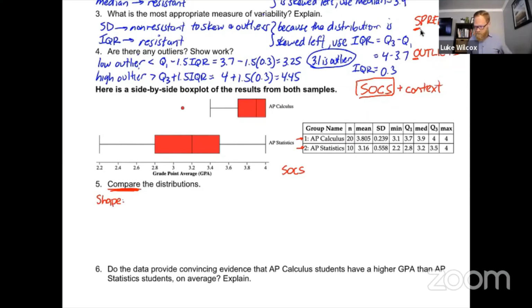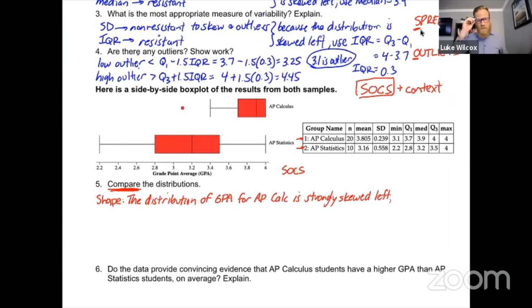Okay, well, we already know about the shape for the AP Calculus students. So let's just state that again. And once again, I'm going to get context out of the way right at the beginning here. The distribution of GPA for AP Calc is, and we said strongly skewed left. But now we need to compare that to the shape of the distribution for AP Statistics. Well, AP Statistics looks to be a bit more symmetric there, right? There's not a big long draw on one side or the other. So I think I'd be comfortable saying fairly symmetric.